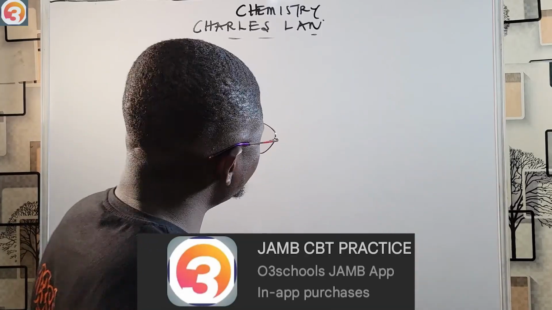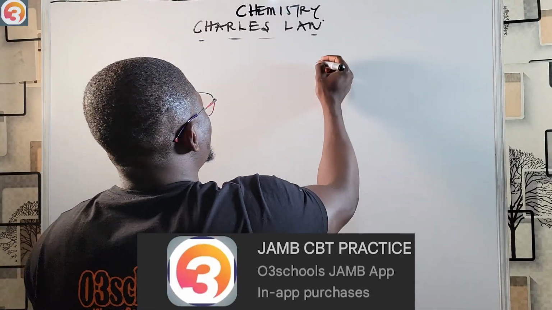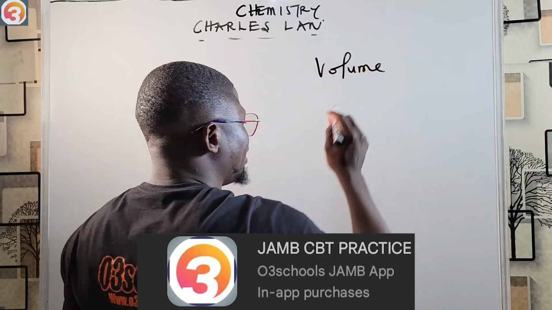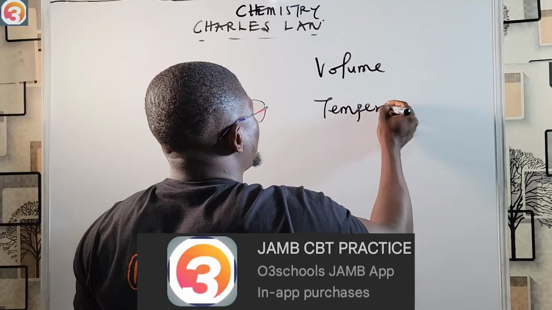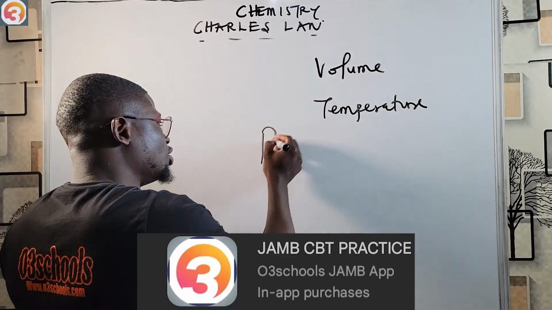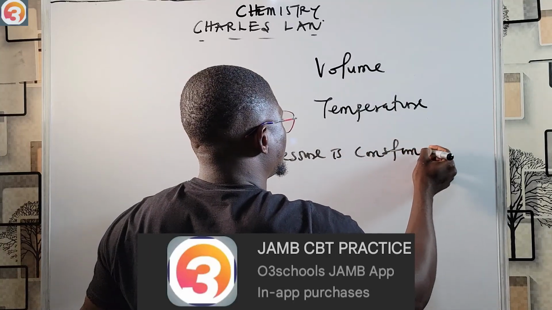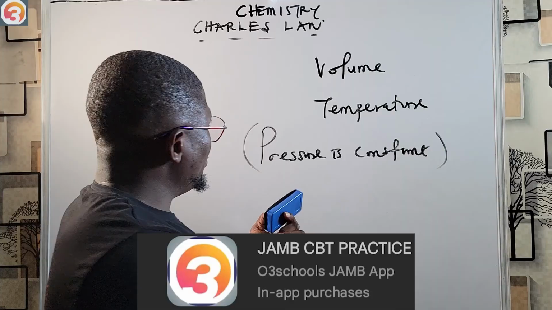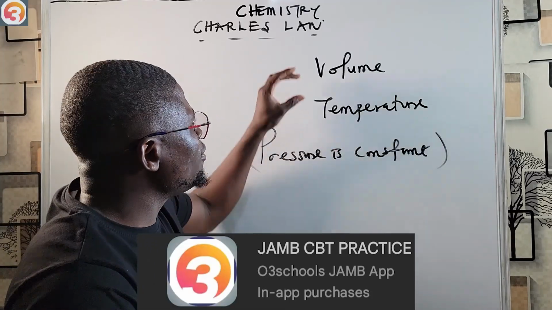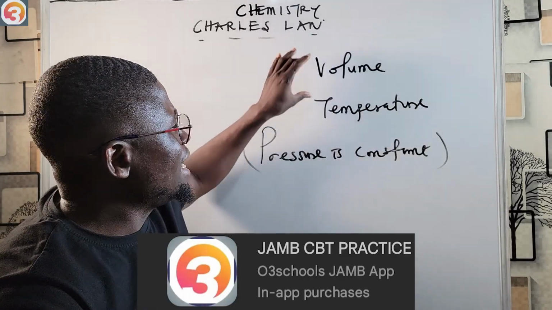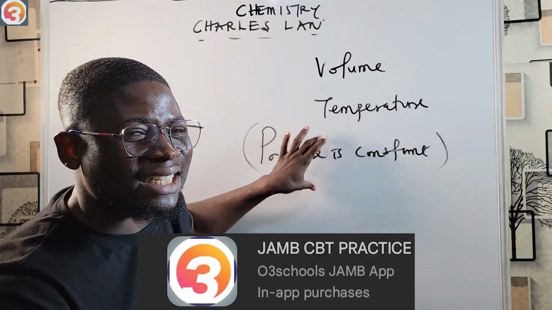All right, join me. So Charles' law attempts to explain the variation of volume of a given quantity of gas to the temperature when the pressure is constant. So Charles' law seeks to explain how volume of a given quantity of gas varies with the temperature when the pressure of the gas is kept constant.